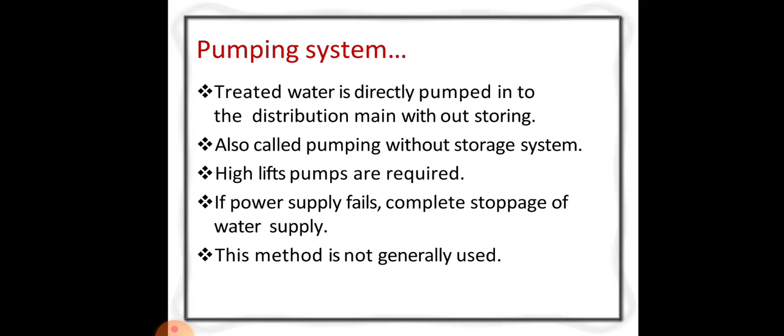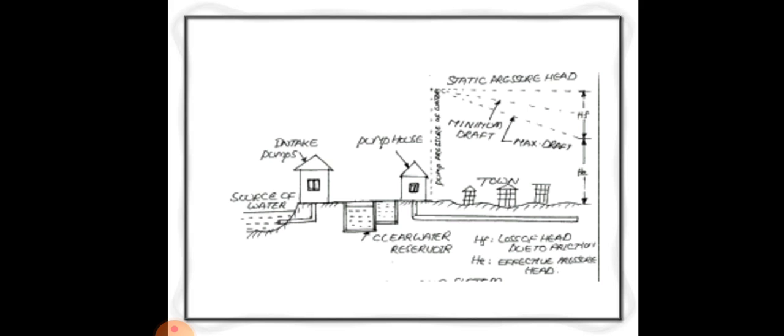Now, coming to the next system, that is the pumping system. In this system, water has to be pumped directly into the distribution system in order to get the required pressure. Here we can't supply water through the force of gravity. So in this case we have to use the pumping process to distribute the water, because we have to achieve the required pressure. So this is a typical pumping system.